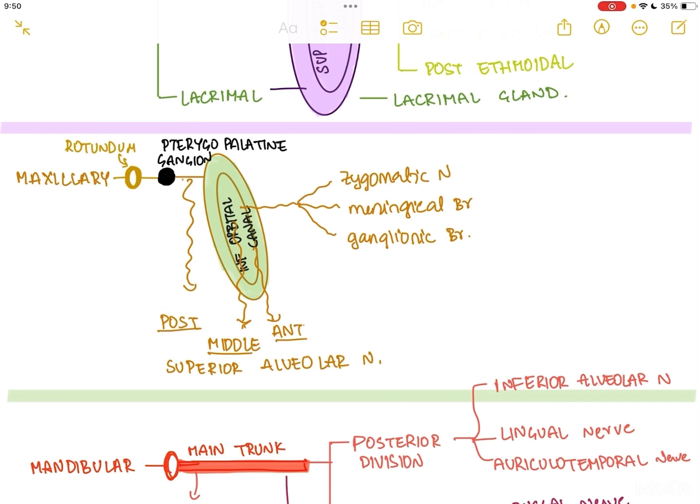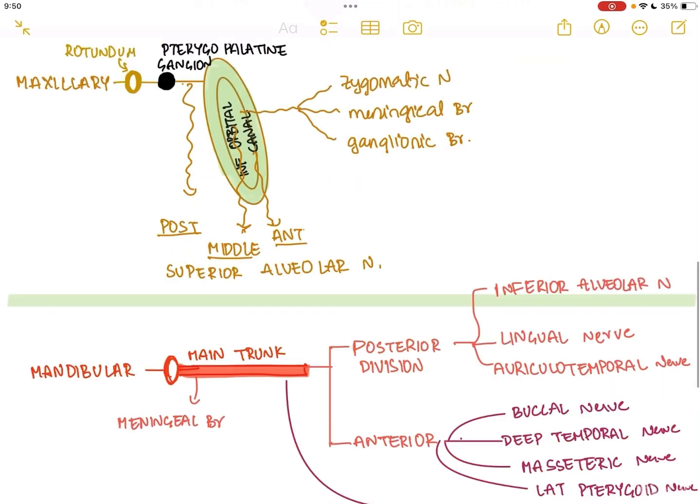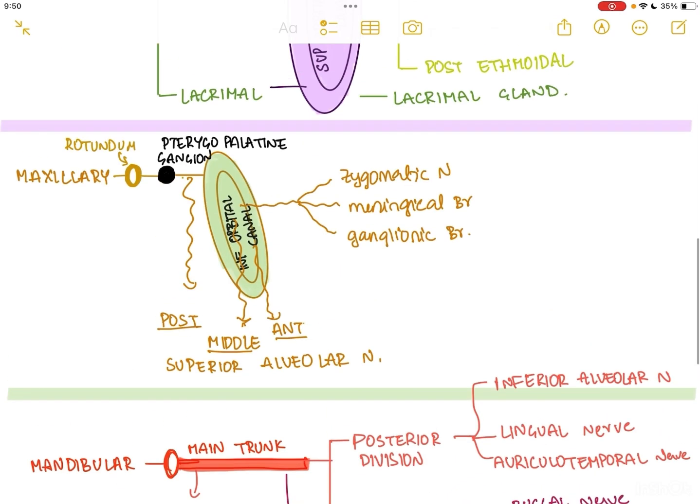The maxillary division passes through the foramen rotundum. The mandibular passes through the foramen ovale, right? So maxillary, rotundum; mandibular, ovale. After passing through the rotundum, it gives a ganglion. It passes through a ganglion, which is the pterygopalatine ganglion, and then before going into the inferior orbital canal, it gives one branch, and then in the inferior orbital canal, it is named the infraorbital nerve.